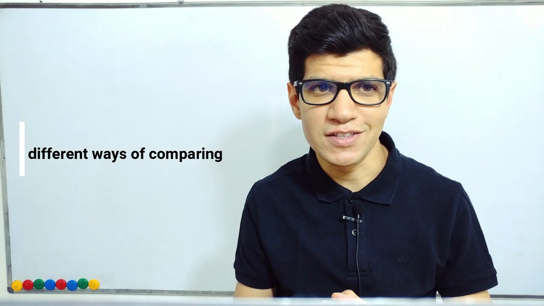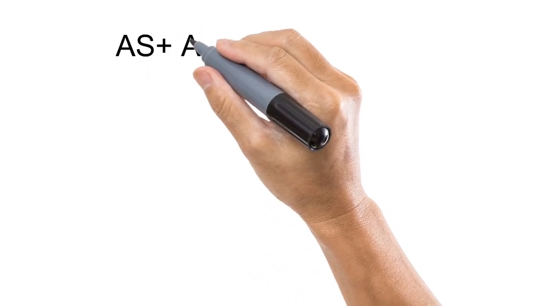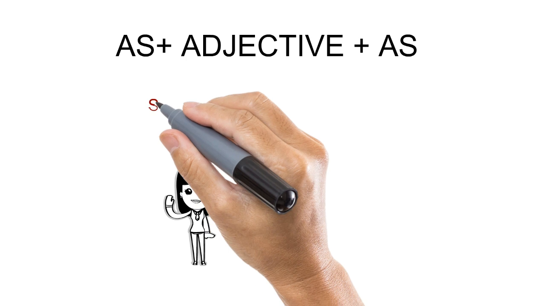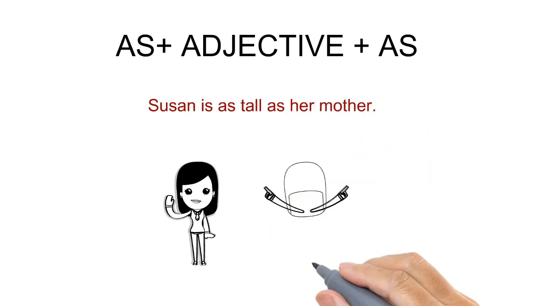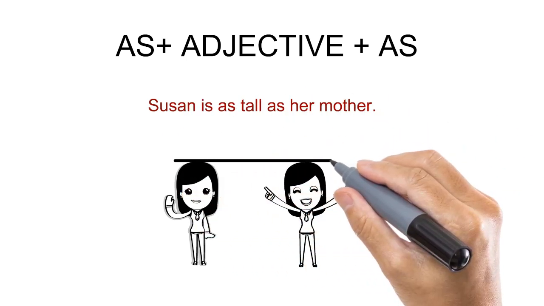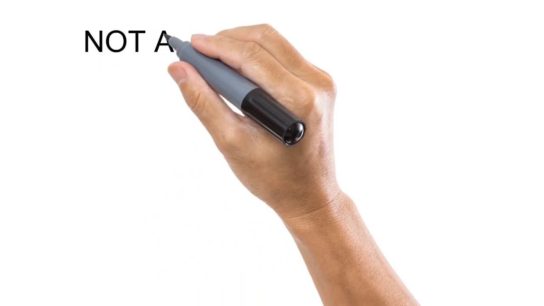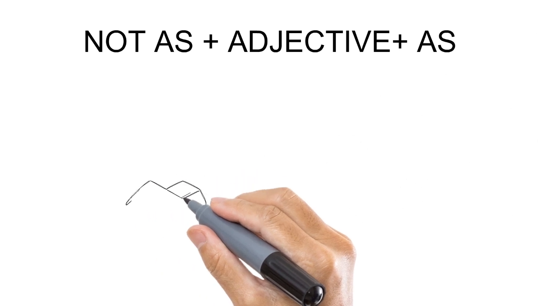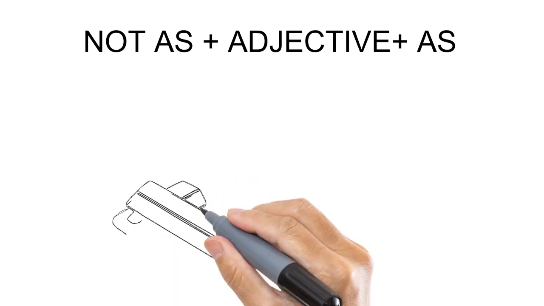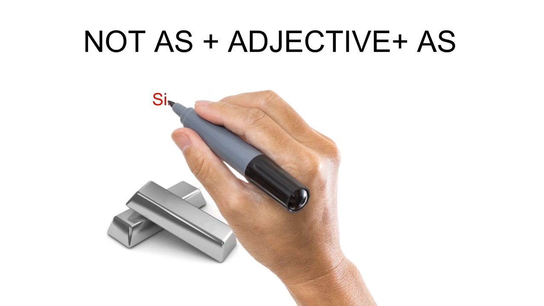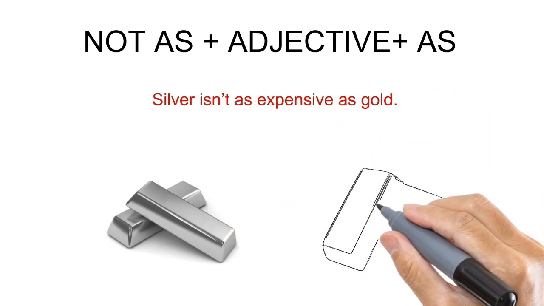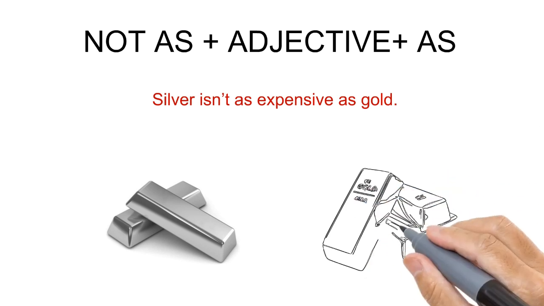So let's get started. We use as plus adjective plus as to compare two things which are the same. For example, Susan is as tall as her mother. It means they are the same height. We can also use not as plus adjective plus as to make comparisons between things which aren't equal. For example, silver isn't as expensive as gold. And we all know that silver and gold aren't equal when it comes to price.